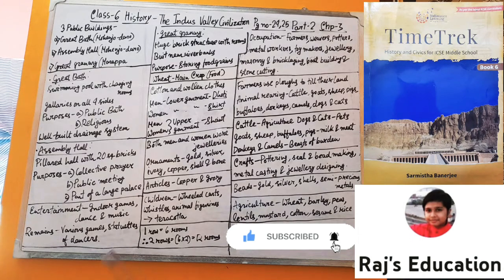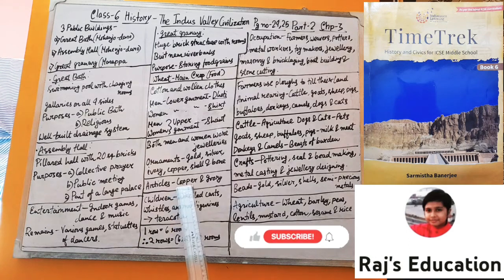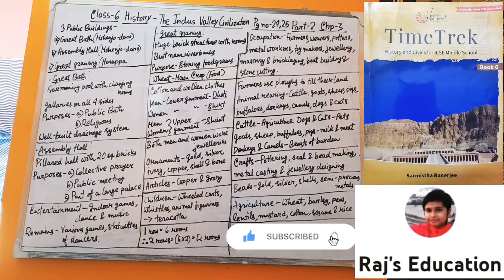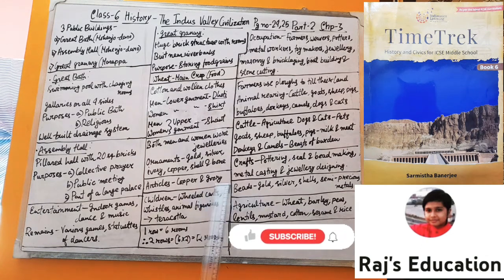These household articles were mostly made of copper, and ivory was used for making handles. So these were mostly made of copper, and sometimes, not all the time, they used ivory. In the case of some household articles, they used ivory to make the handles of those articles.